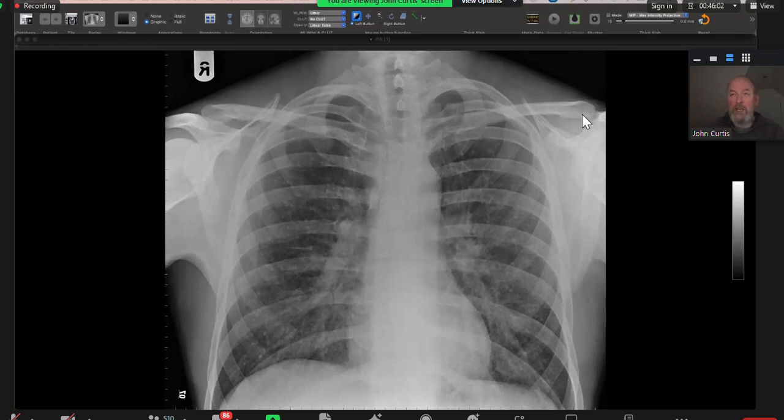This is one of those things that even if you're wrong, you are right, because you've got to mention miliary TB until proved otherwise, yeah? Okay, no problem. Let's have a look at this next one.